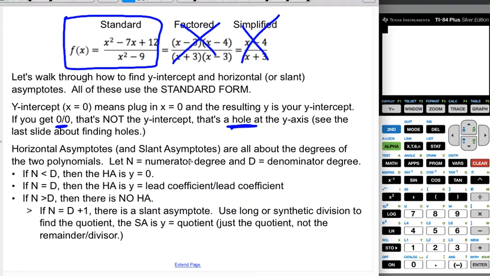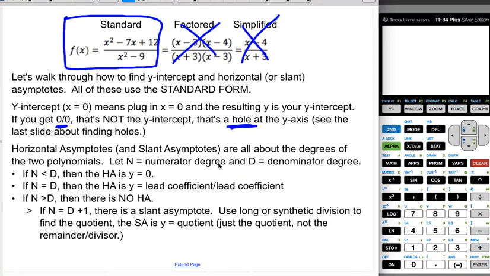right? If you go back to the last video about finding holes, that's what it means: you have a hole. We'll address that more when we start actually graphing in the third video in this section, okay?